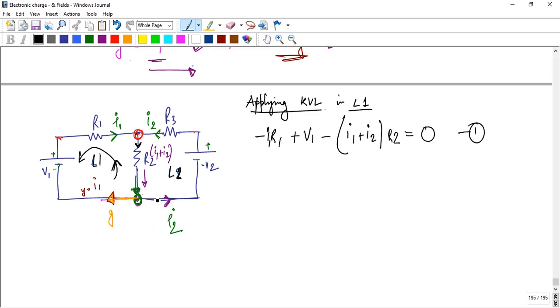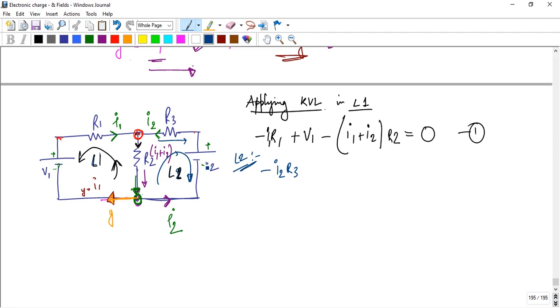Now apply KVL in loop 2. Same, now apply clockwise here, starting from here. So I2 and R3, potential drop across R3. There is an opposite direction: our chosen direction is left to right, but I2 is right to left. So that is the minus. Minus potential drop, that is I2 R3, in loop 2.